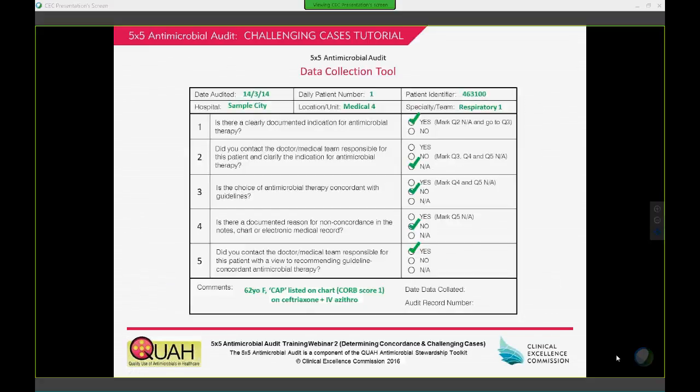And again, this is what our data collection tool would look like for this particular patient. So we said yes, they had a documented indication for antimicrobial therapy because community-acquired pneumonia was documented on the chart. We skipped question 2, that's not applicable. Question 3, we said no, the choice of therapy was not concordant with guidelines. We said no, there wasn't a reason documented for question 4. And I said yes, that we did contact the doctor or medical team with a view to recommending guideline concordant therapy.